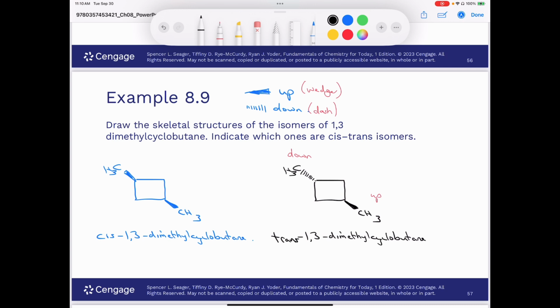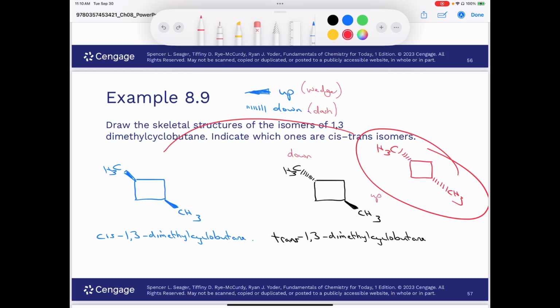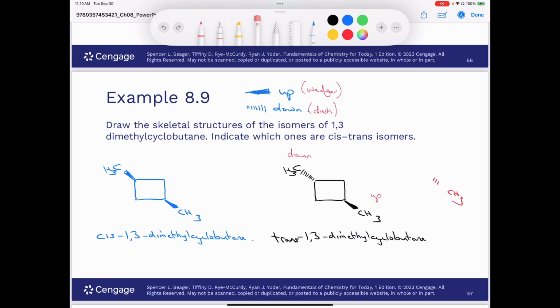So we would call this trans 1,3-dimethylcyclobutane. Now, sometimes students will email me and ask, but what if you had one methyl group going down like this and one going down like this? This molecule that I've just drawn is going to be identical to this one, because the two methyl groups are cis to each other, and so there's no difference. So these would be the two stereoisomers of 1,3-dimethylcyclobutane. You have the cis, where the two methyl groups are both pointing up, or they could both be pointing down. Either way, it would be the same thing. And then you have a situation where they're trans to each other. One is down and one is up.